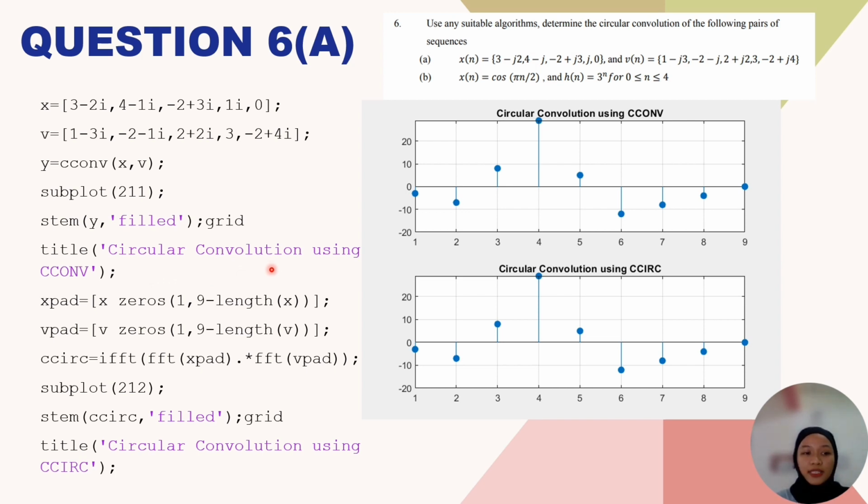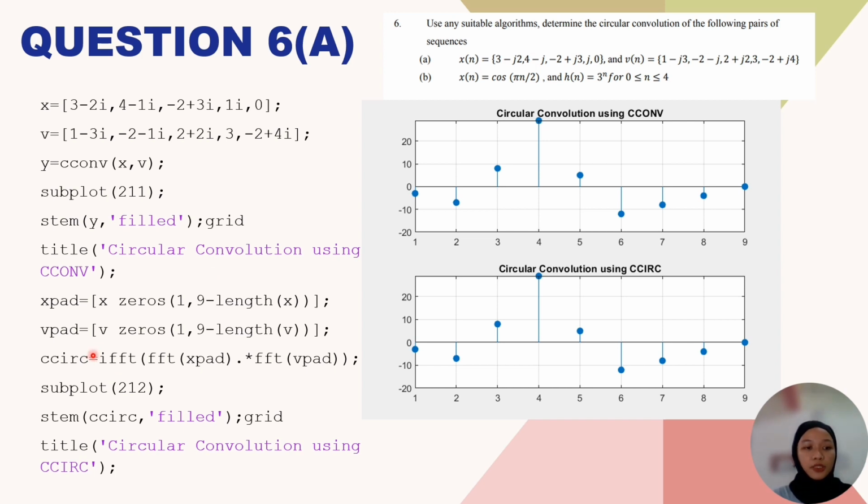And then the second method is using the DFT and IDFT method. For this method, we have to add zeros to both of the sequences in order to get both sequences to the same length. So here we represent the sequences as x pad, which means x is padded with zeros, and v pad means the v sequence is padded with zeros too. And the length of both signals will be 9 here, as we stated here.